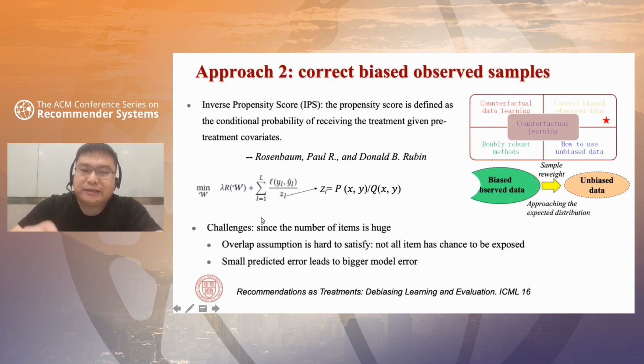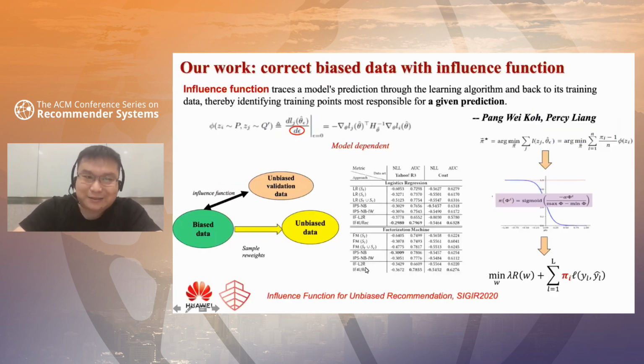The propensity score method has challenges in the recommendation scenario since the number of candidates is huge in a recommendation system. The first one is that the overlapping assumption is very hard to satisfy, because not all the candidates have a chance to be exposed. The second one, a small prediction error for propensity will lead to a big model error. How do we handle it? We try to use the influence function.